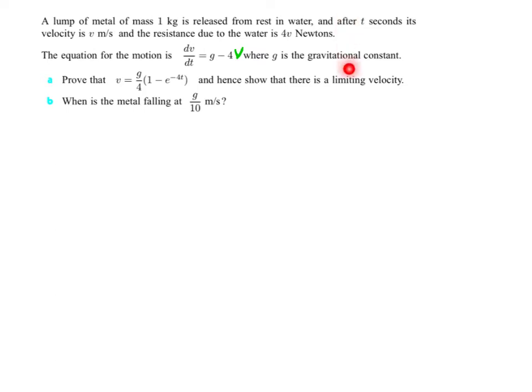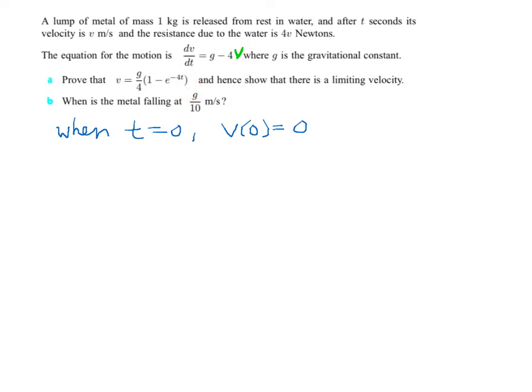So read carefully, and you probably realize after taking some time to read it through that here it says the metal was released from rest. That means velocity is 0 in water at the beginning. In other words, when time is 0, velocity is also 0. So now we can proceed to resolve this differential equation to get what is required in part A.